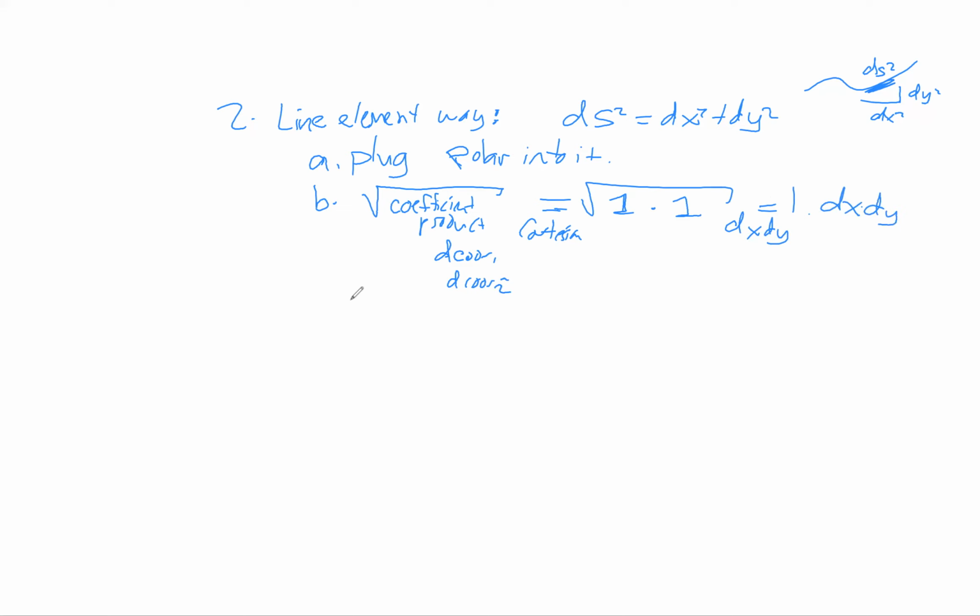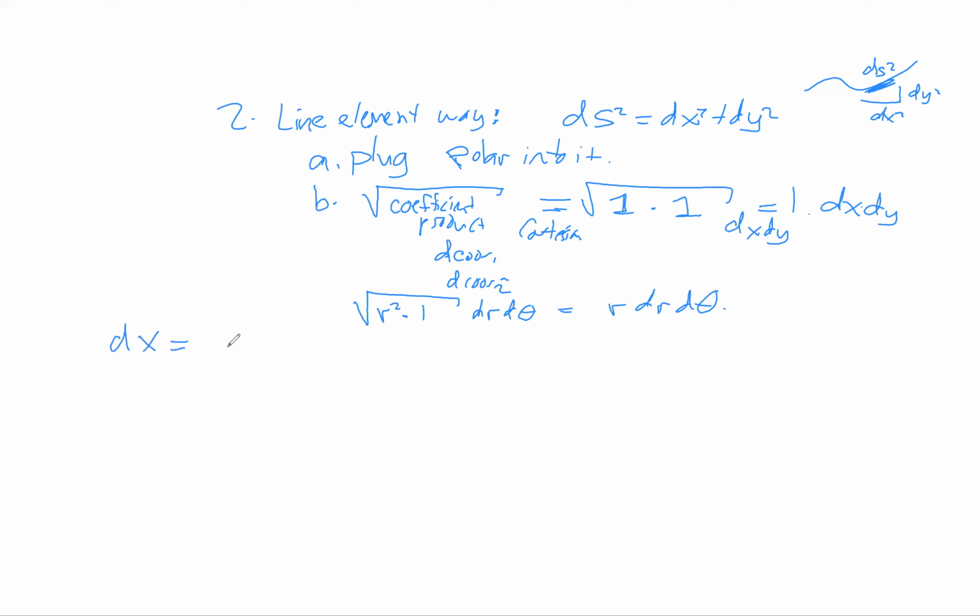So in the polar case, what it'll end up looking like is r squared times 1 dr d theta, which will end up giving you r dr d theta. So let's just show you why the line element gives you r squared.